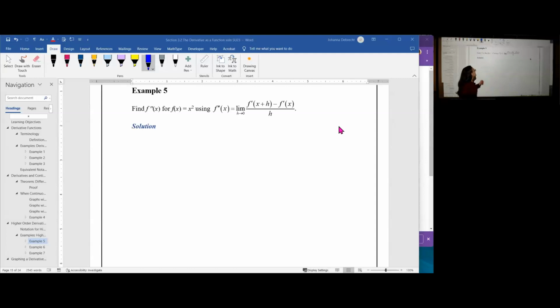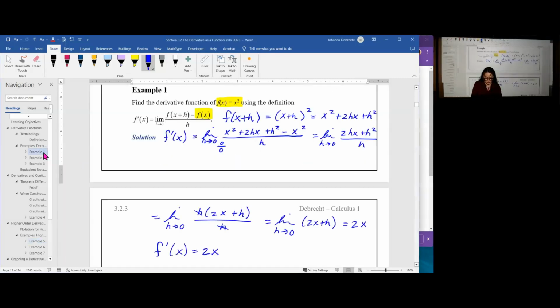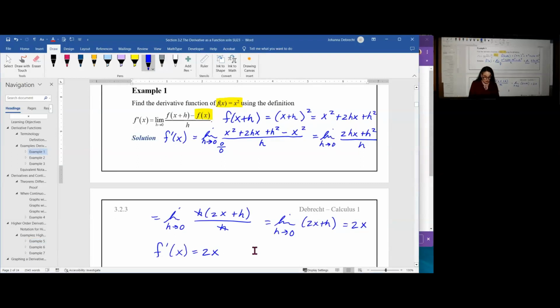For example 5, we want to find the second derivative of the function f of x equals x squared. That means that to find the second derivative, we place the first derivative into the difference quotient, and we take the limit of the difference quotient again. Now, we've already found the derivative of x squared in example 1, so we don't need to repeat the work. Let's go to example 1 and find our result.